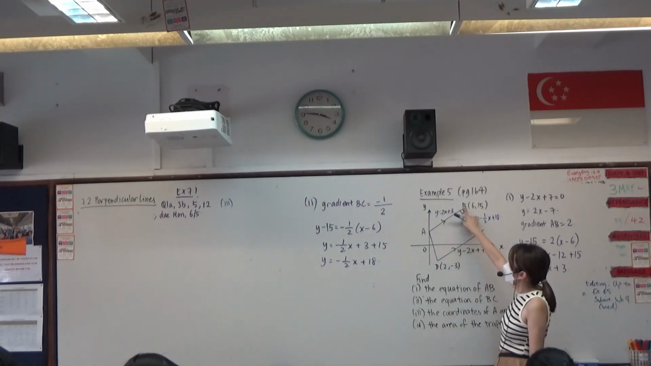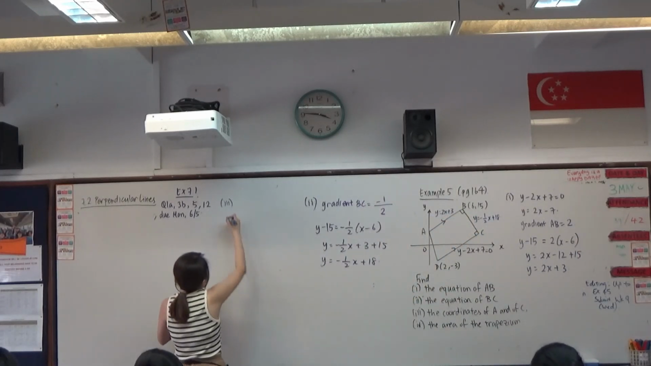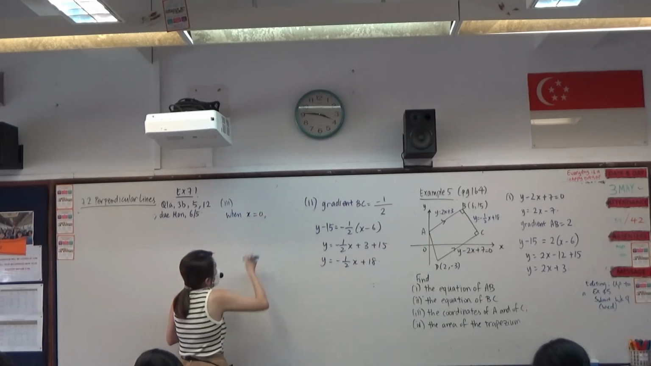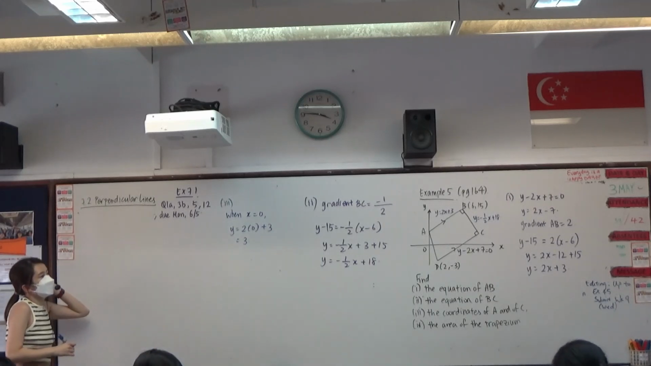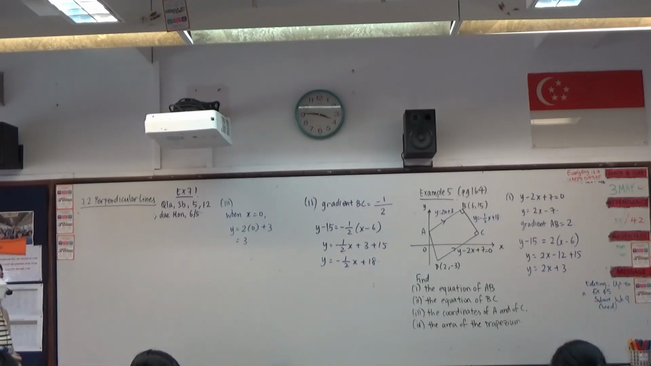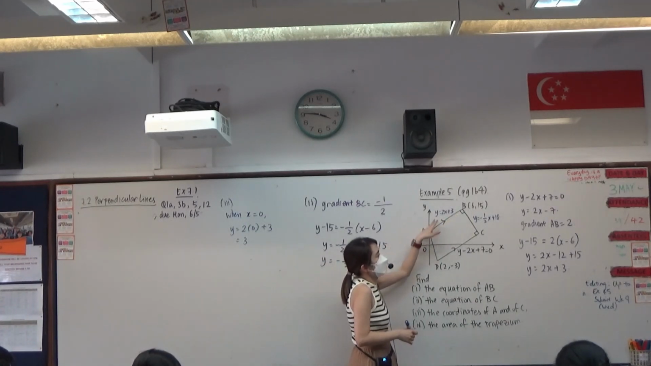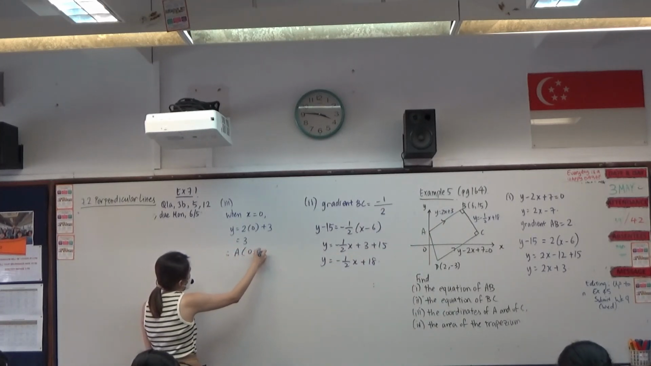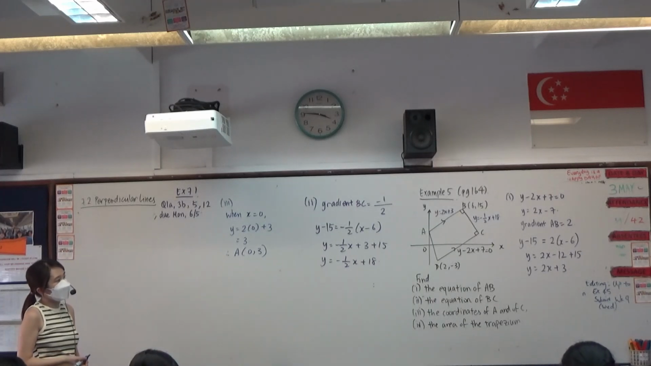So A is the point found on the line AB, which has the equation y equals 2x plus 3. Because A is a point on the y-axis, its x coordinate will be 0. Hence, I can find that the y value will be 3. Alternatively, you can also see that the y coordinate of A is none other than the y-intercept of this line. So therefore, the coordinates of A will be (0, 3).